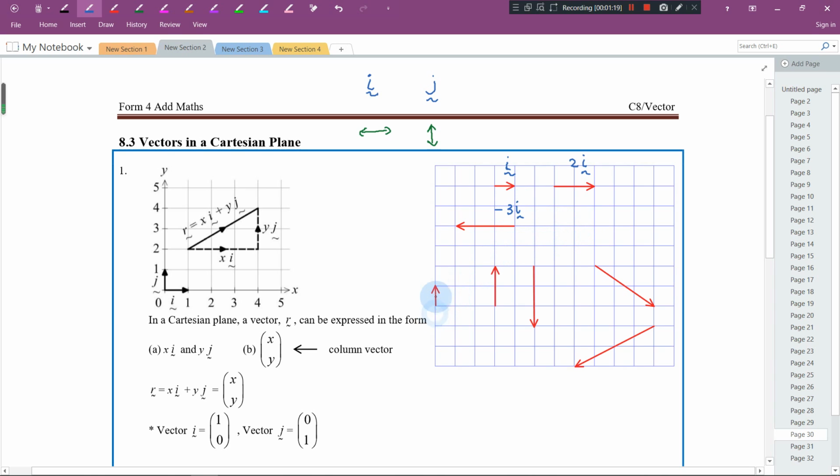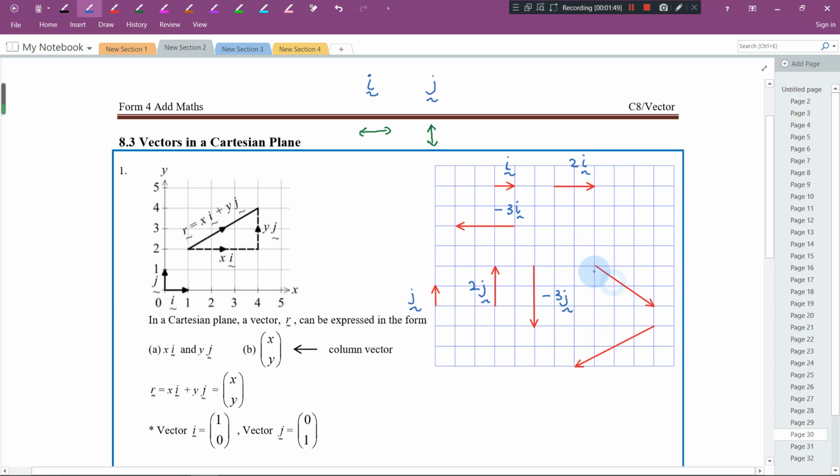Okay, now let's look at this one. Go up 1 unit. So this is in the direction of the y-axis, so it will be j. Go up 1 unit, 1j. Go up 2 units, 2j. Okay, now this is go downward. Go down, it will be negative. Negative 3j. Because 3 units, 1, 2, 3, right?